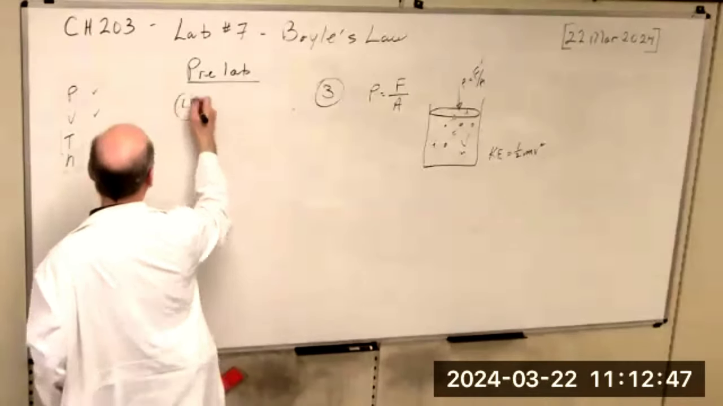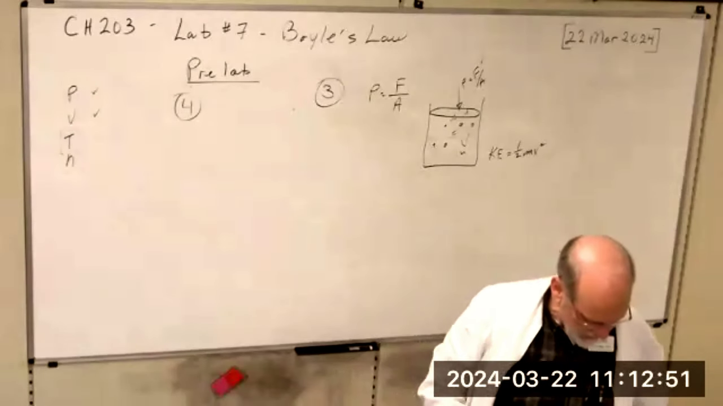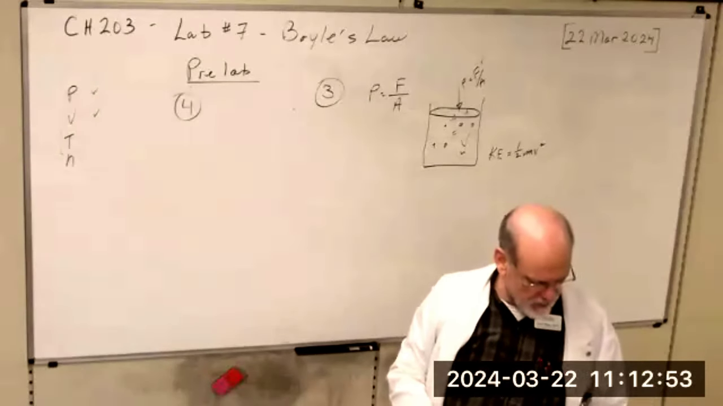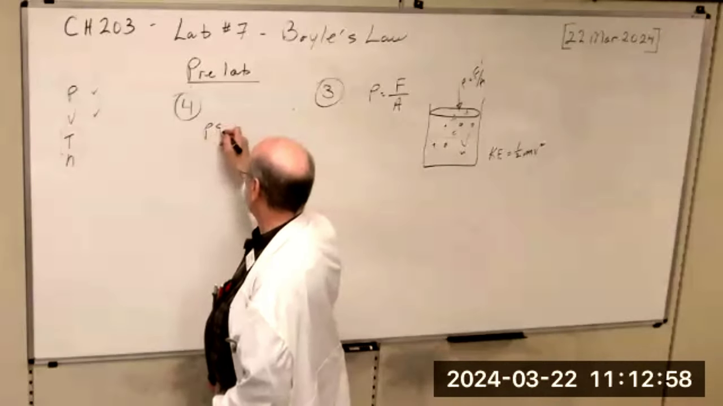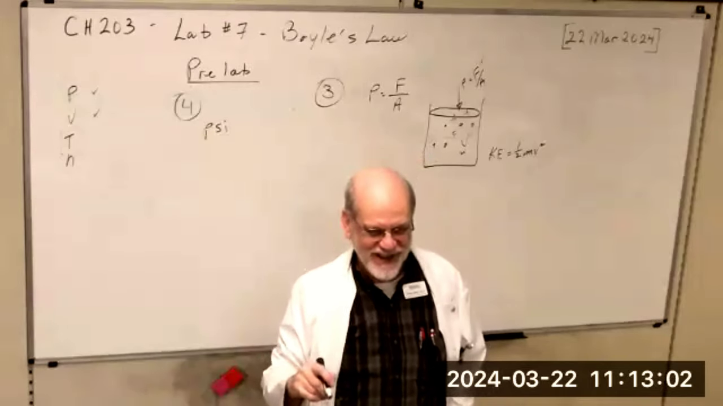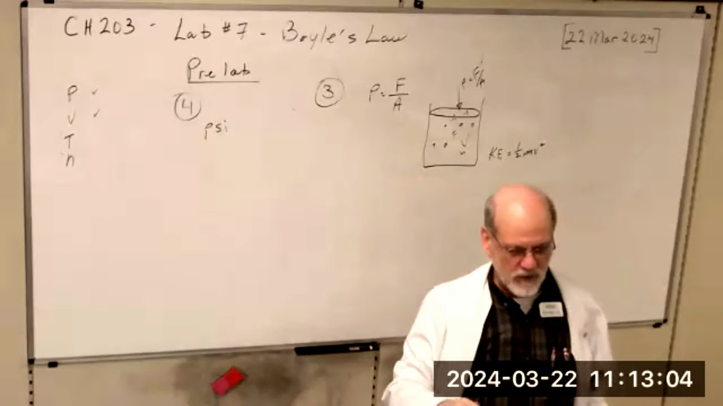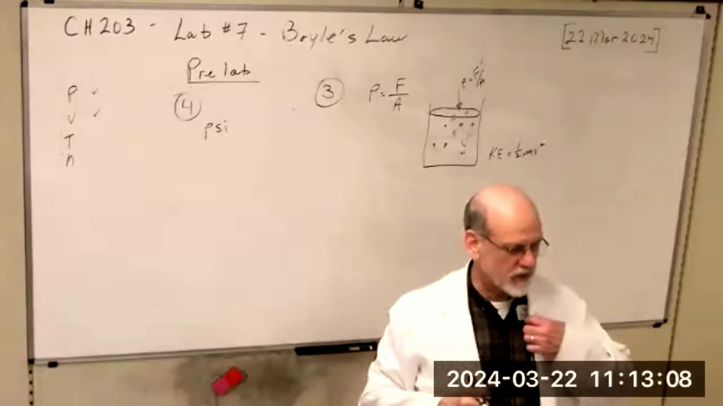And let's see, we have a four. Yeah, we have a four. The pressure scale on the tire gauge is marked in units of pounds per square inch. You ever check your own tire pressure? Okay, PSI, with one of those with the thing that sticks out when you push it on there. All right, we're not going to use that one.